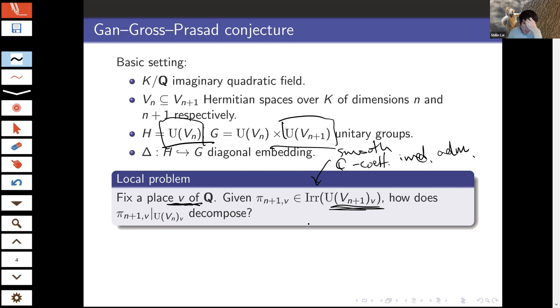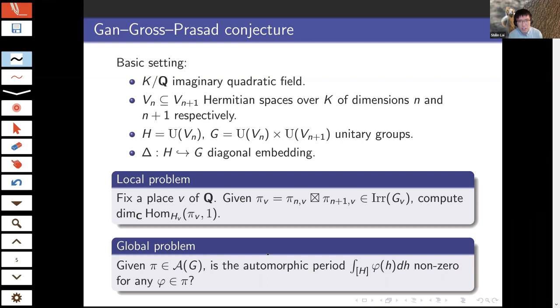So a more convenient formulation is this other multiplicity space formulation. Instead of taking one representation here, we are taking a representation on the big group G, and we are going to compute this dimension, this multiplicity space. This is essentially the multiplicity of pi_n at v in pi_{n+1} at v restricted to H, except there is some kind of dual here, which is a bit of an annoying issue. But without the dual, this is a normal formulation. We want to compute this local multiplicity space.